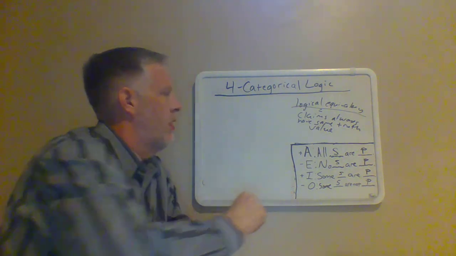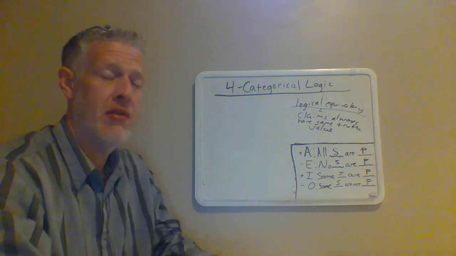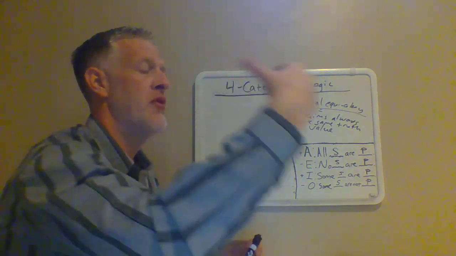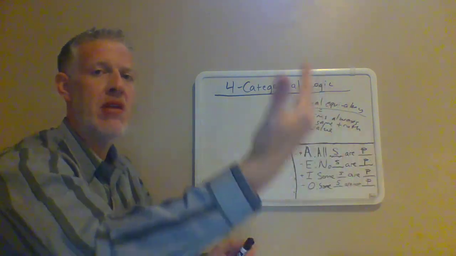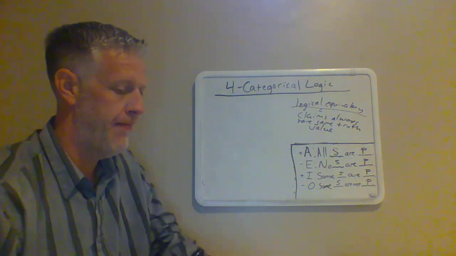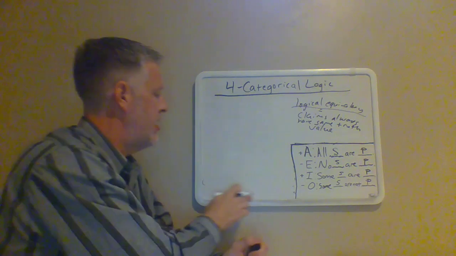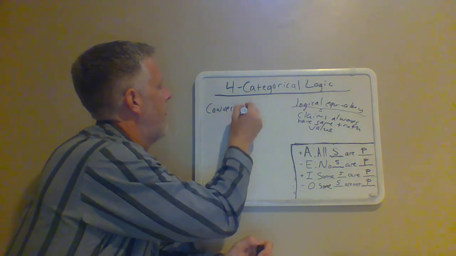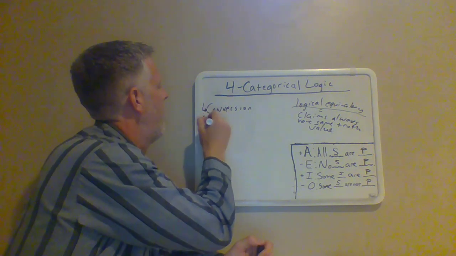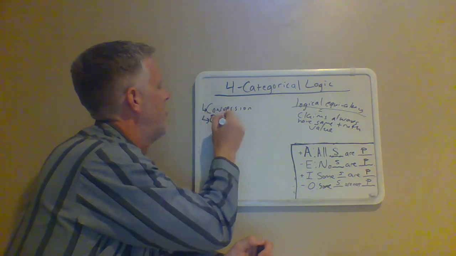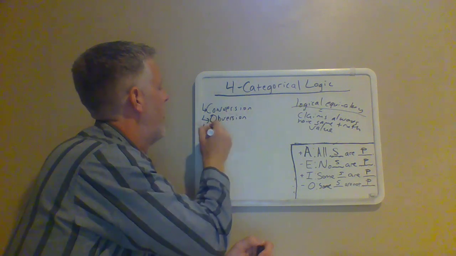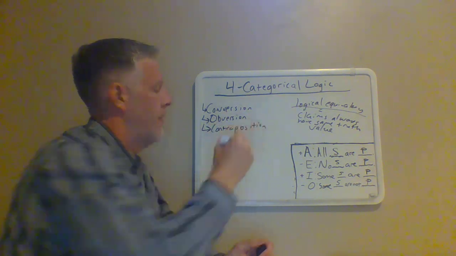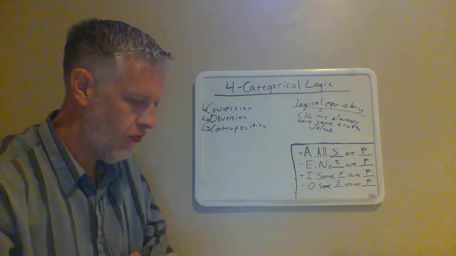That's important, and it's related to this idea of categorical operations. When we apply certain categorical operations, what results may or may not be logically equivalent to what we started with. So let's start. We're going to detail conversion, obversion, and contraposition. These are the 3 operations.